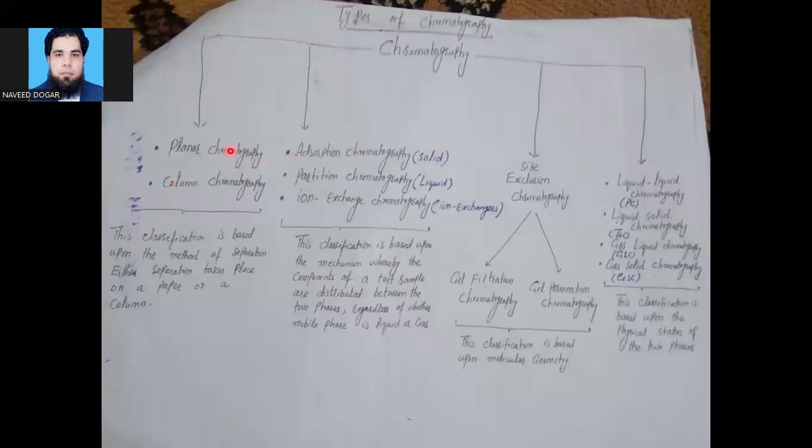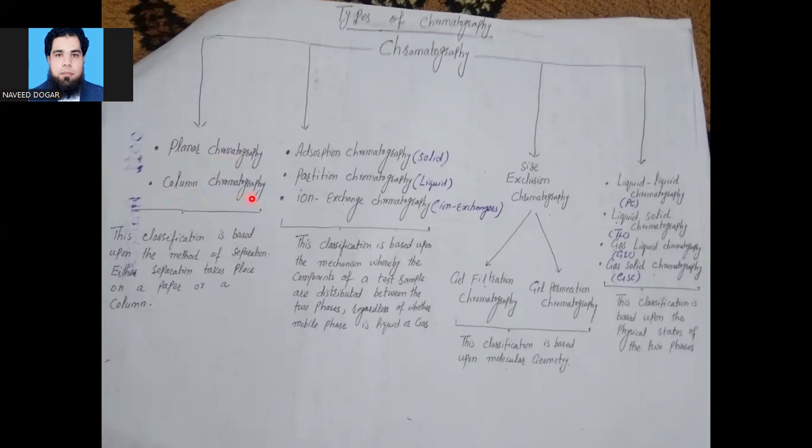First of all, we talk about two types of chromatography: planar chromatography and column chromatography. This classification is based upon the method of separation. Either we are separating the mixture in a column, or we are separating the mixture on a paper or TLC plates. So in planar chromatography, we use chromatographic paper, Whatman filter paper number one, or we use TLC plates. The examples of planar chromatography are paper chromatography and thin layer chromatography.